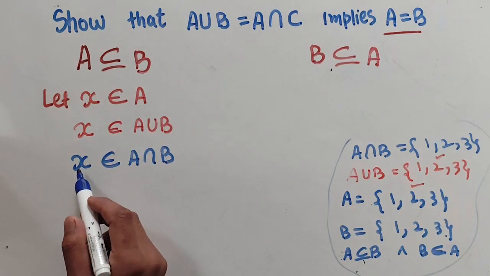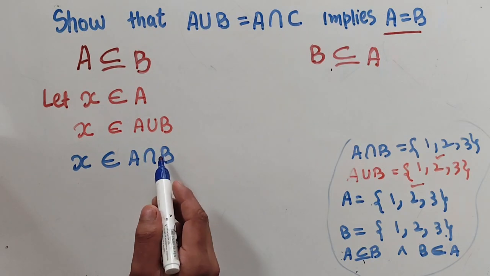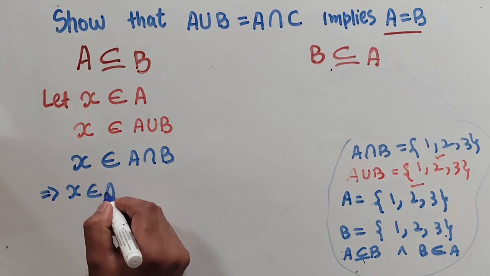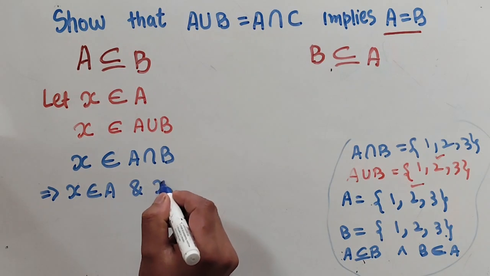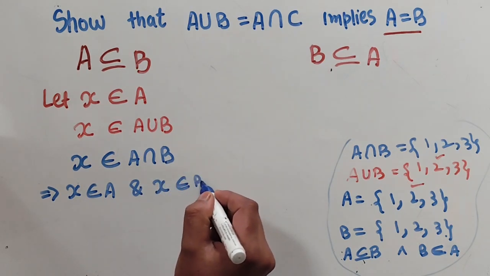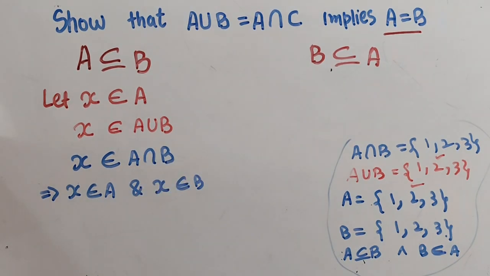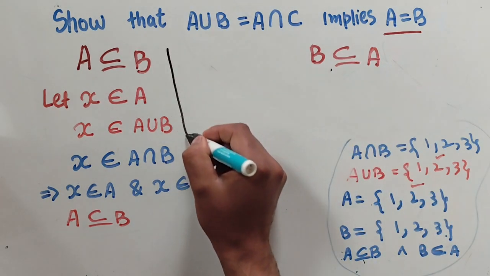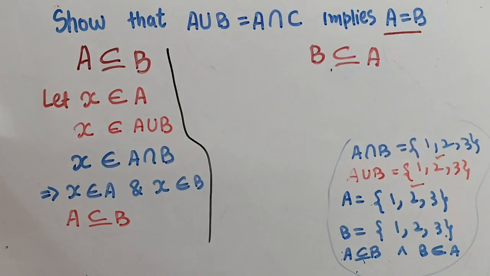Okay, so if X belongs to A intersection B, it implies X belongs to A and X belongs to B. Okay, so if this is the case, it implies A is the subset of B. Okay, likewise, if we take this thing here, now we need to prove B is the subset of A.